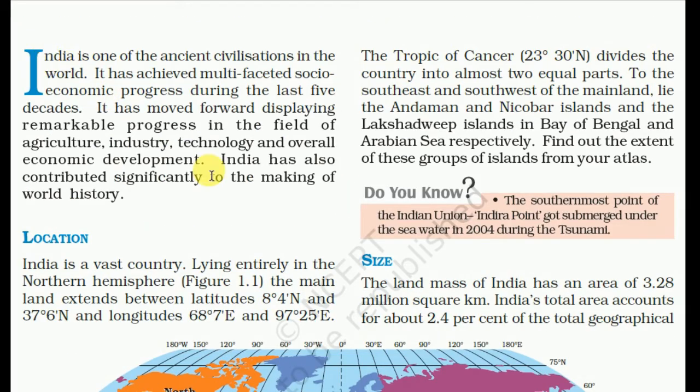India is one of the ancient civilizations in the world. It has achieved multifaceted socio-economic progress during the last 5 decades. Last 5 decades means 50 years. It has moved forward, displaying remarkable progress in the field of agriculture, industry, technology, and overall economic development. India has also contributed significantly to the making of world history.